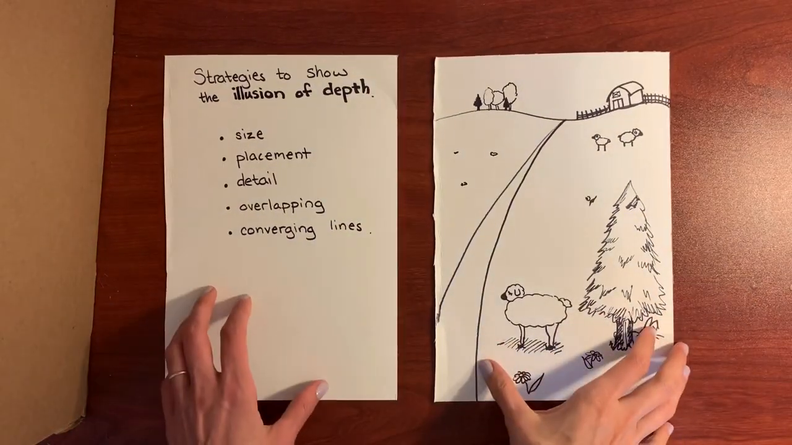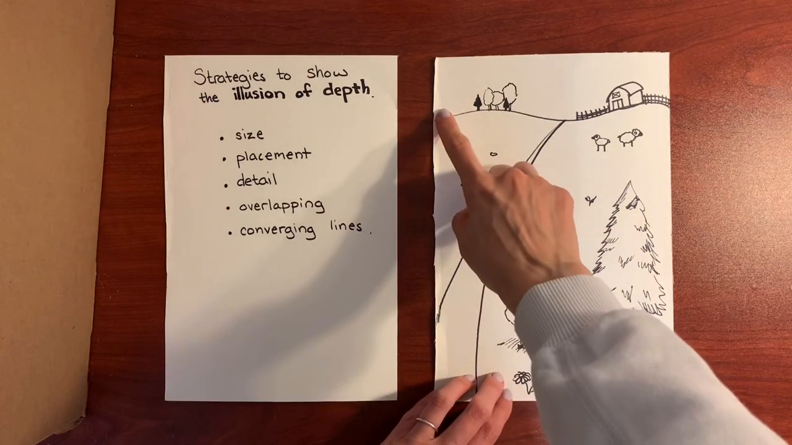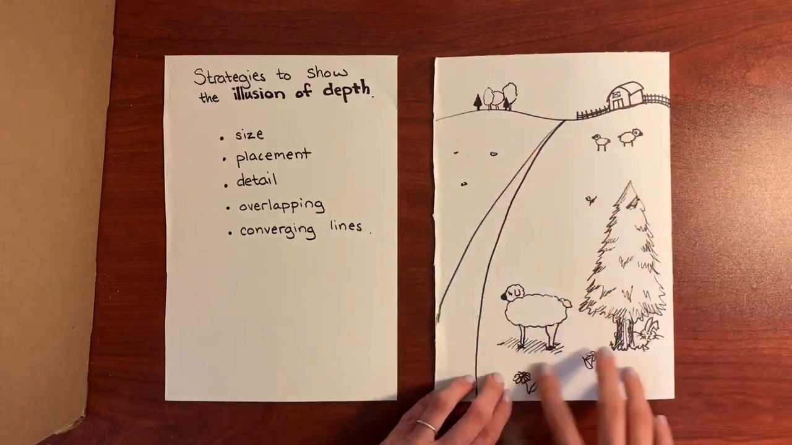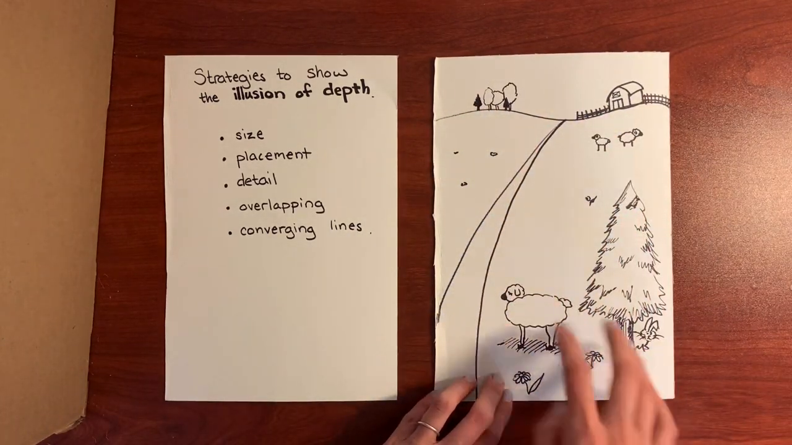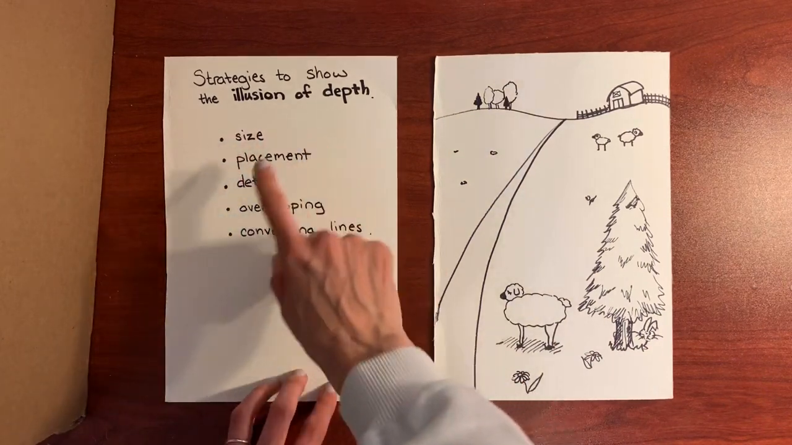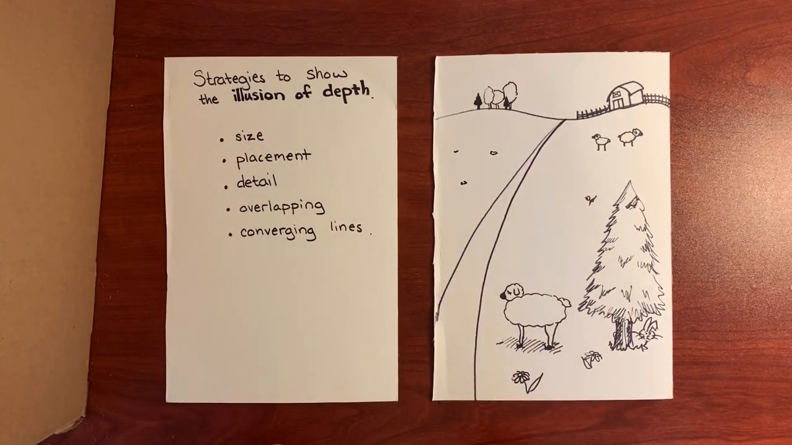Now that we're finished with this picture, you can see that some objects look like they're really far away, while others look like they're very close to us. Go ahead and practice using these five different strategies to show the illusion of depth yourself.